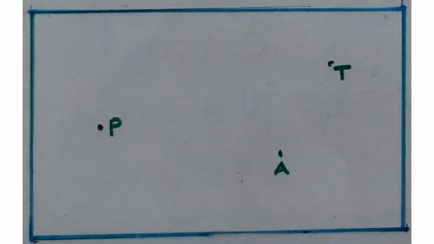Now we will learn about the points. A point is shown by a tiny dot. Capital letters of the alphabets are used to name a point. The points A, P, T are shown in the figure.